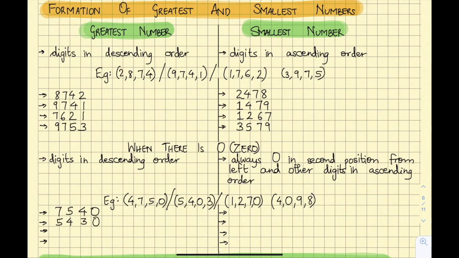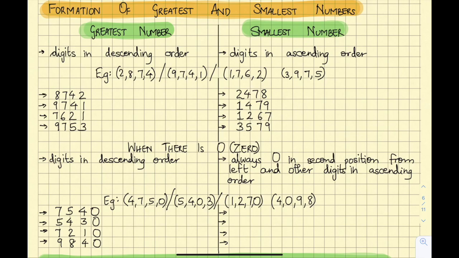Next example we have 1, 2, 7 and 0. Biggest is 7. Then smaller is 2. Then 1 and smallest is 0. So 7210. And lastly we have 4, 0, 9 and 8. Here the biggest is 9. Then we have smaller 8. Then 4 and 0. So 9840 is the greatest number.